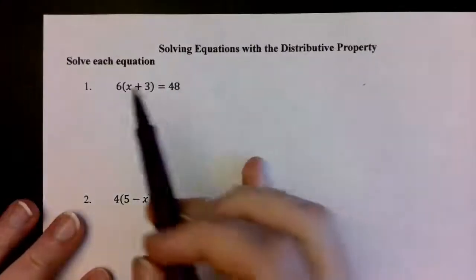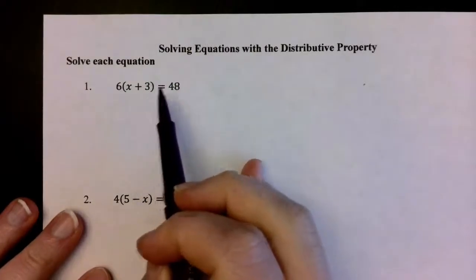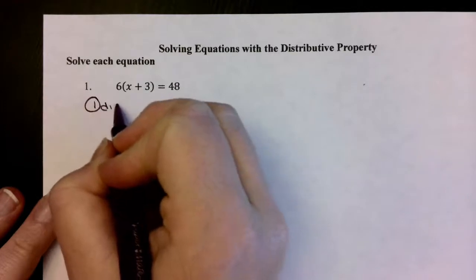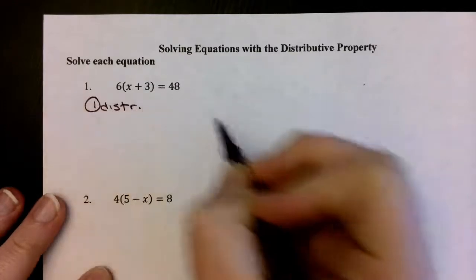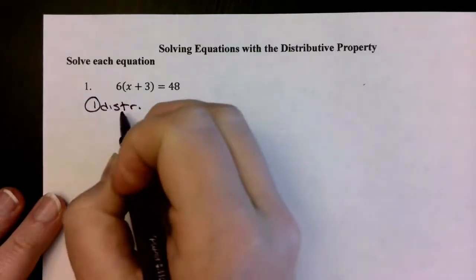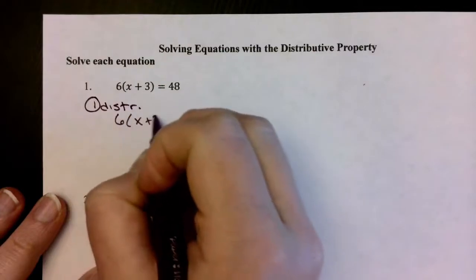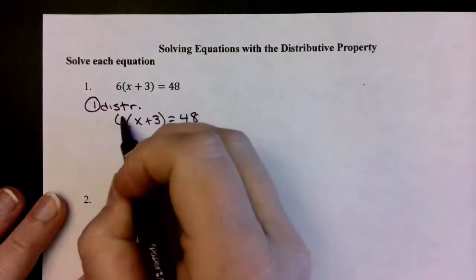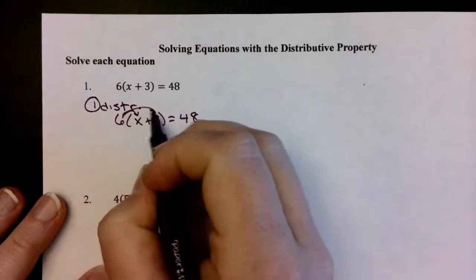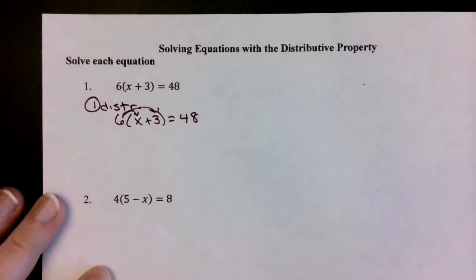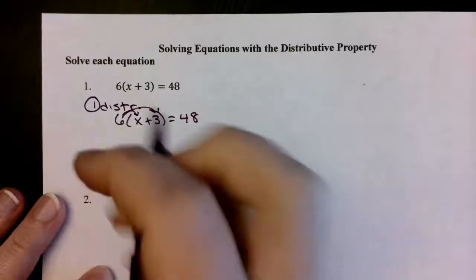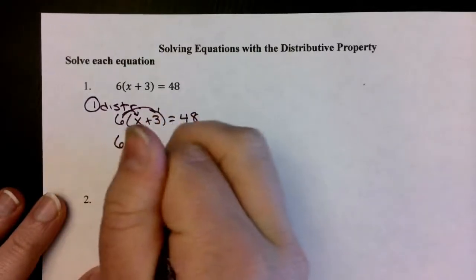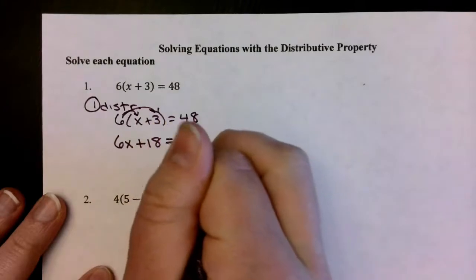Okay, so our first example says 6 times (x plus 3) equals 48. The first way is to distribute it in. So what that means is, I'm just going to rewrite it down here. I'm going to distribute that 6 into the x and the 3. 6 times x is 6x. 6 times 3 is a positive 18 equals 48.